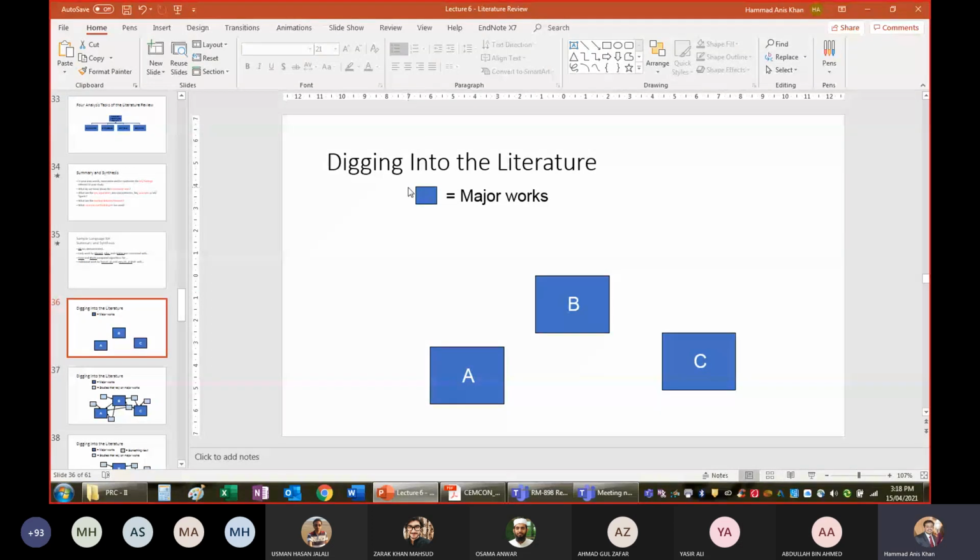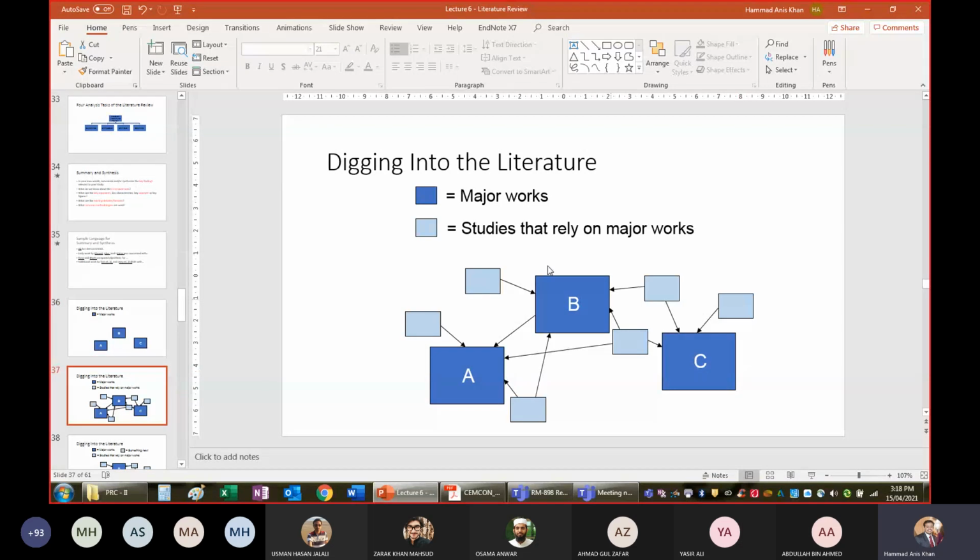So digging into the literature, these are the major works A, B, and C, and these are the studies that rely on the major work. There is this study which utilized methodology B to find out something, and there are these two studies which have used this methodology, and there is also a link between A and B as well. So you observe that these are the different papers which you have read, based upon these multiple methodologies A, B, and C.